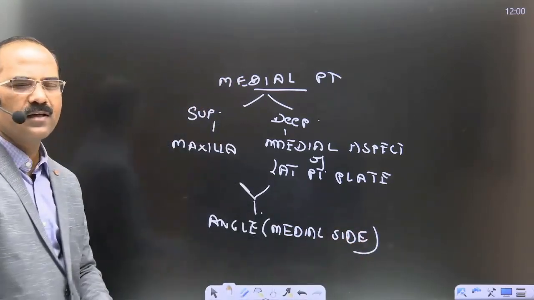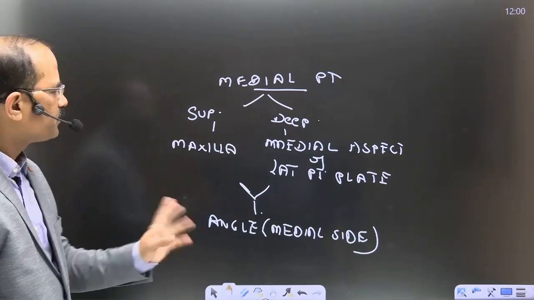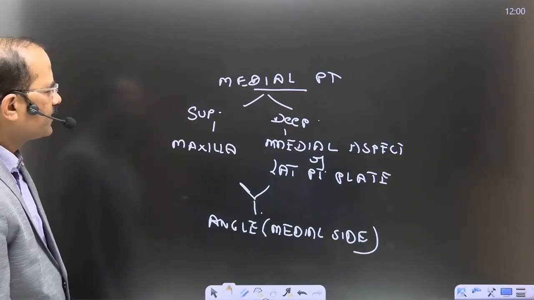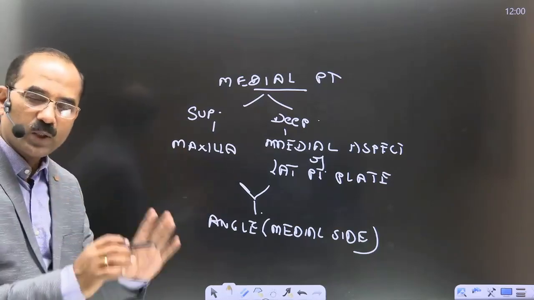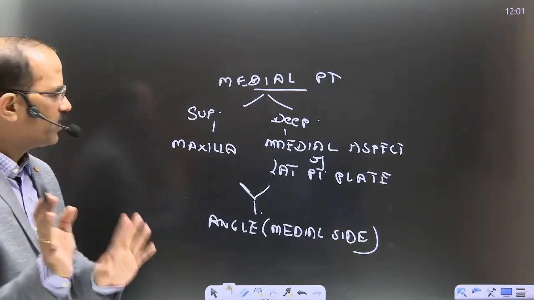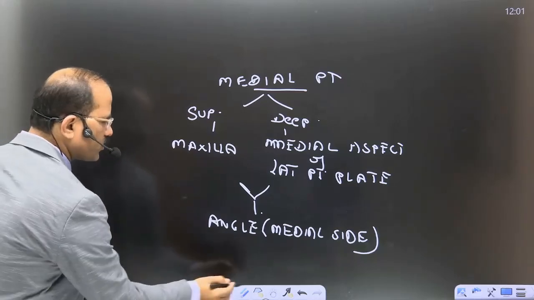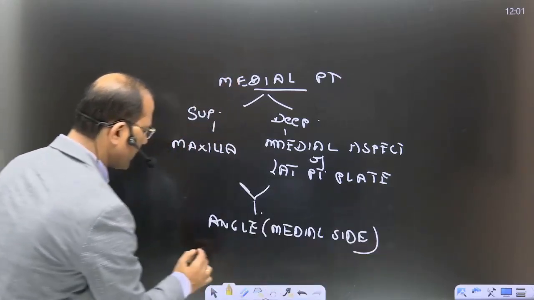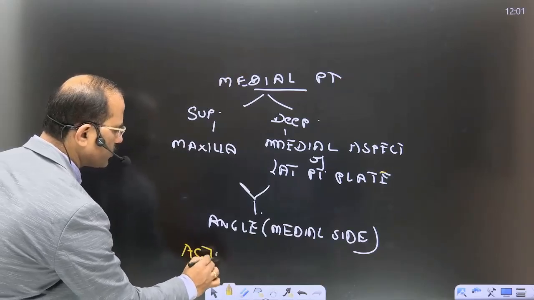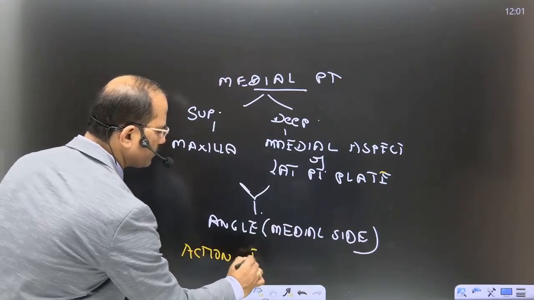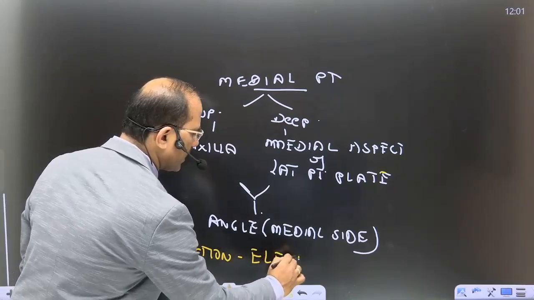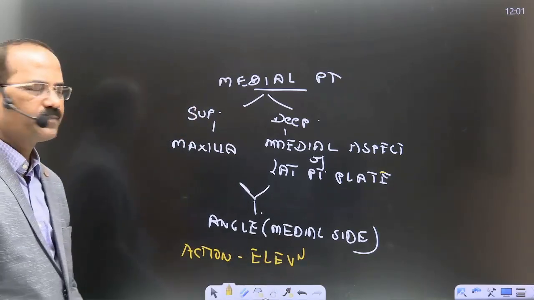Clear? On the lateral side is masseter. Clear to all of you? These two heads are going to enclose the lower head of lateral pterygoid. What is the action of the medial pterygoid? The action is elevation of the mandible. Clear to all of you?